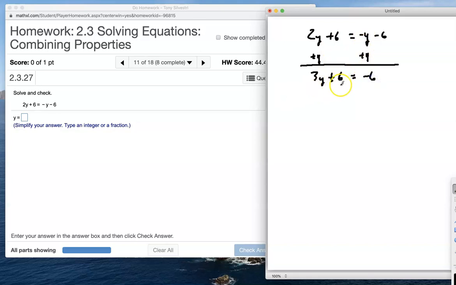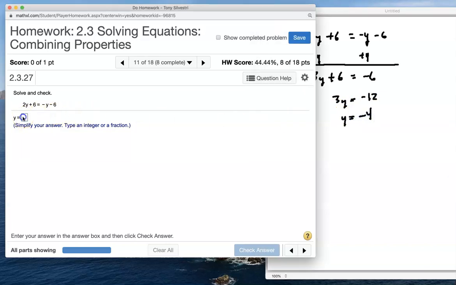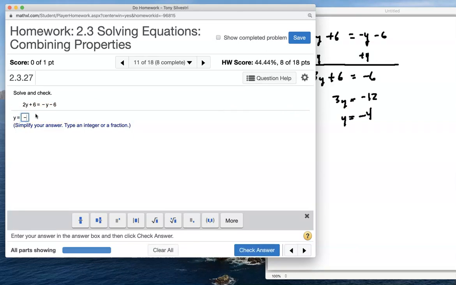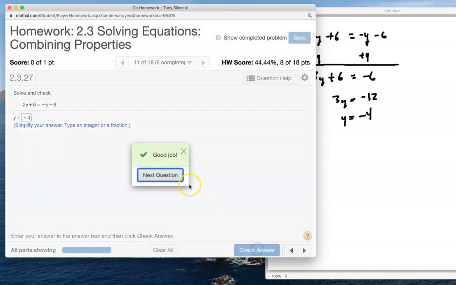Now from here, you can do this. This looks like every problem we did so far. We're going to subtract 6 from both sides. We get 3y equals negative 12 when you do that. And then when you divide by 3, I get y equals negative 4. So basically this problem was a little bit harder in that I had to actually add a variable, add y to both sides, to get this thing to behave.